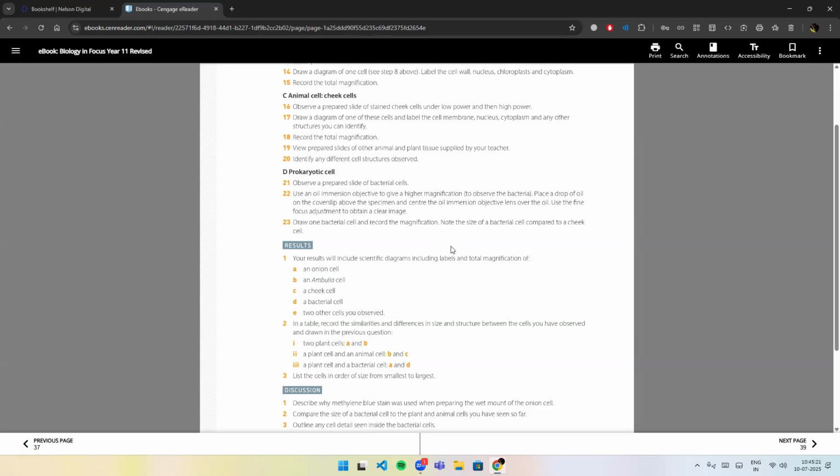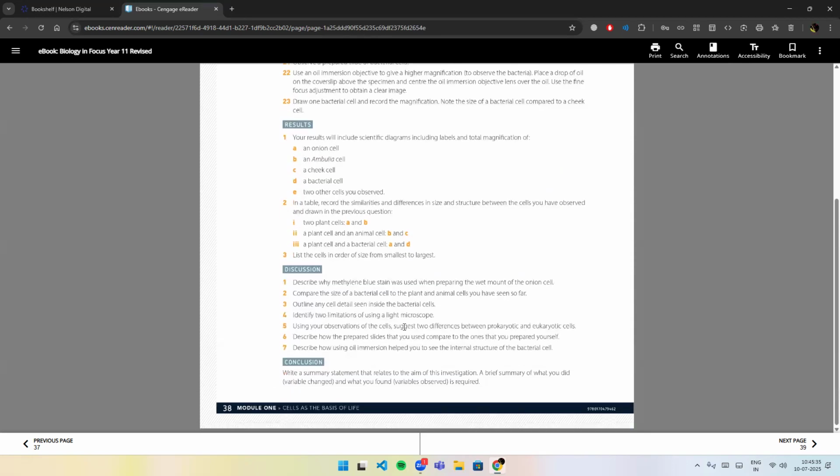Results. Your results will include scientific diagrams including labels and total magnification of an onion cell, an Elodea cell, a cheek cell, a bacterial cell, and two other cells you observed. In a table, record the similarities and differences in size and structure between the cells you have observed and drawn in the previous question: two plant cells, A and B; a plant cell and an animal cell, B and C; a plant cell and a bacterial cell, A and D. List the cells in order of size from smallest to largest.